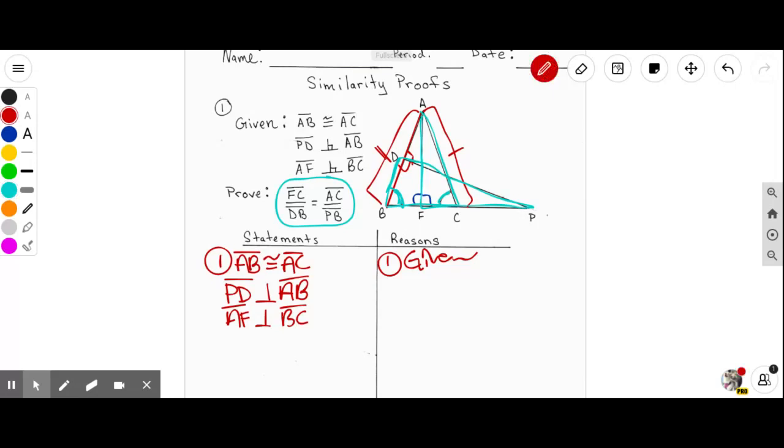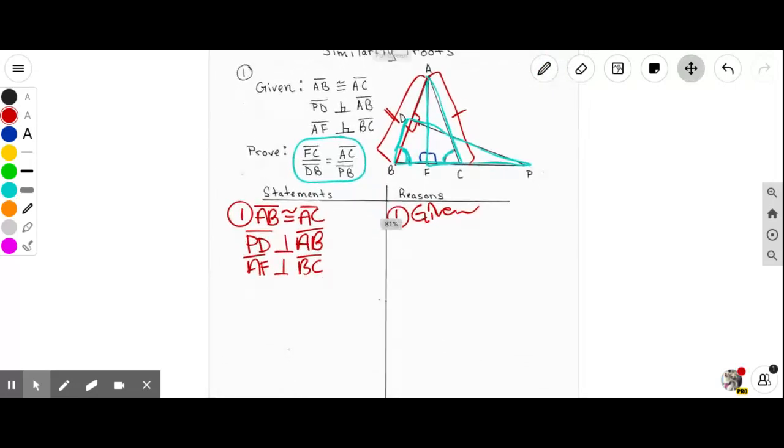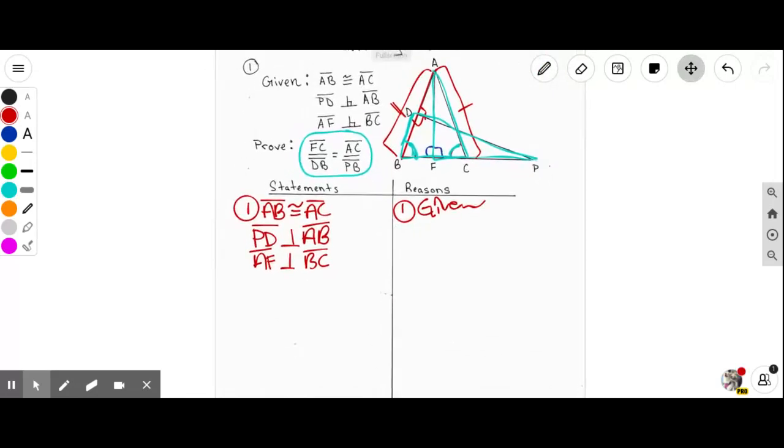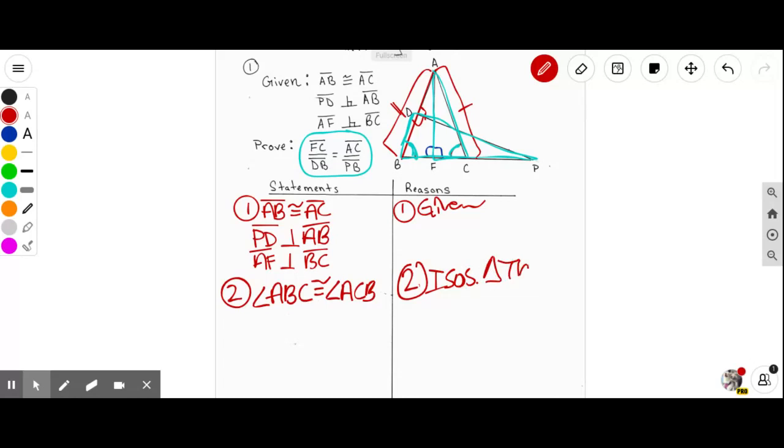So what we're going to say next is that angle ABC is congruent to angle ACB, and that's just isosceles triangle theorem. Notice how things we learn in previous chapters always pop back up. So that's isosceles triangle theorem.